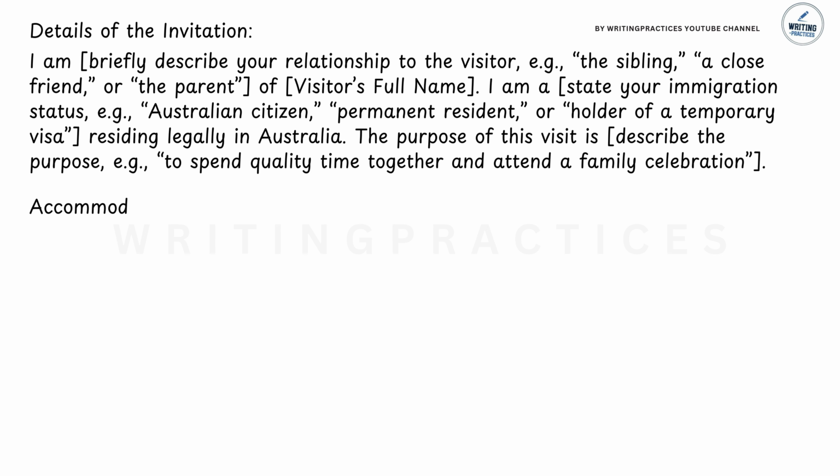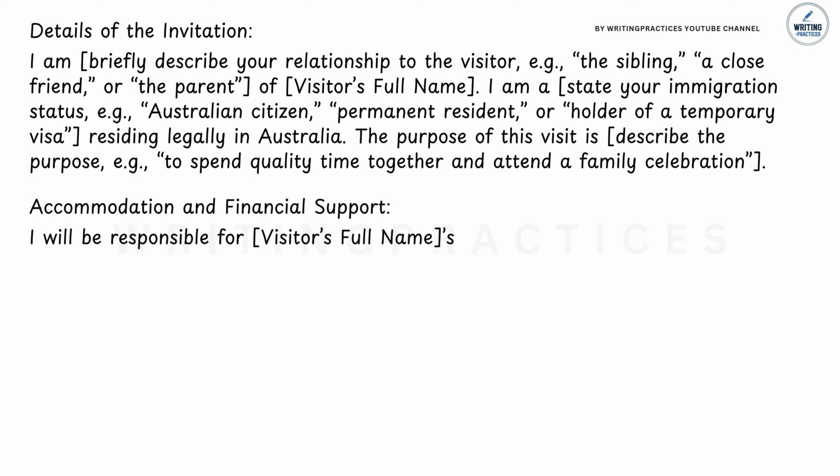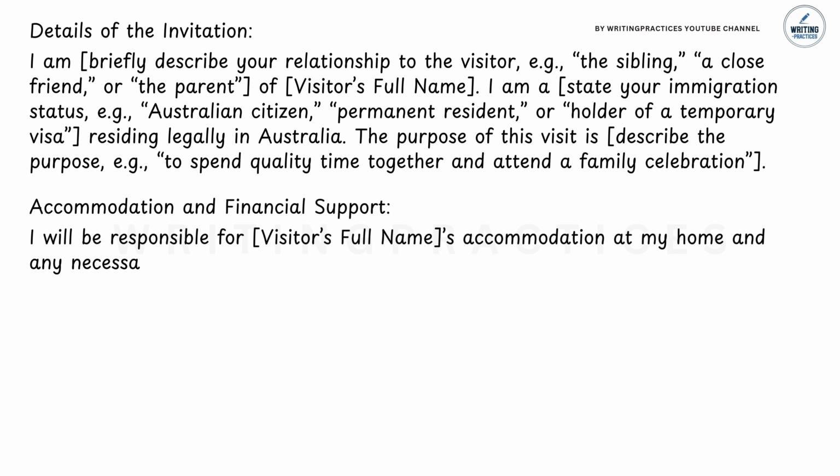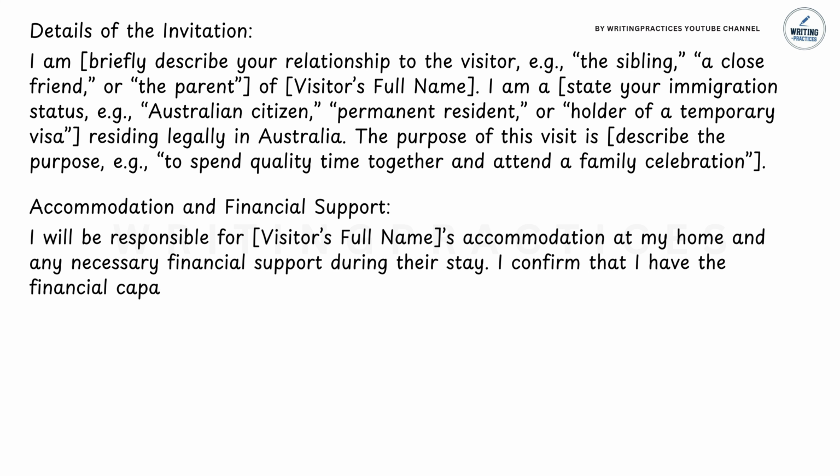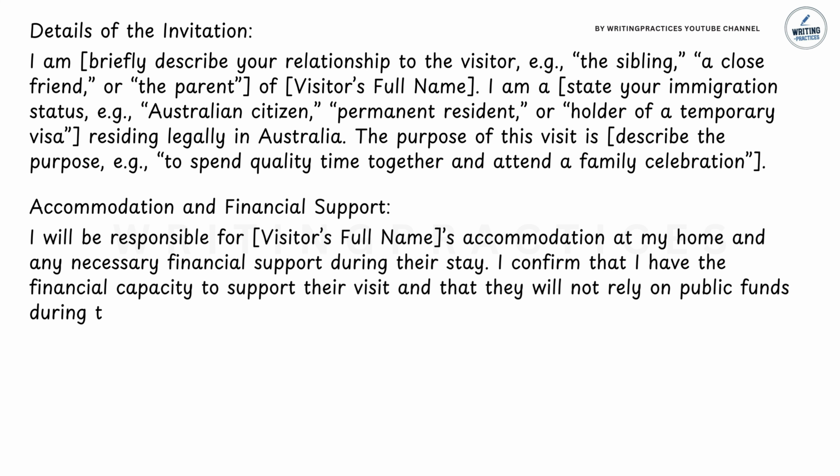8. Accommodation and financial support. Clearly state that you will provide accommodation and, if applicable, financial support during the visitor's stay. Mention that you have the means to support them and that they will not rely on public funds. Supporting documents should be listed to substantiate your claims.